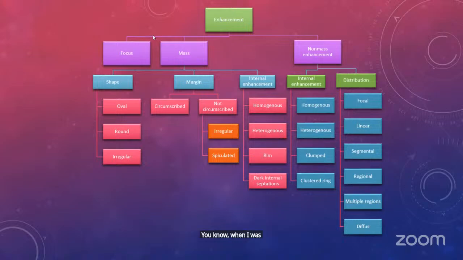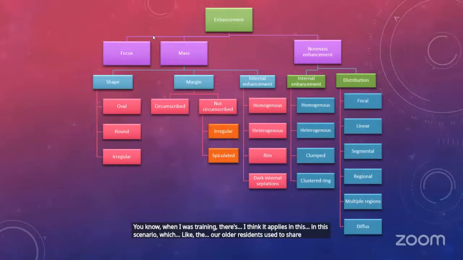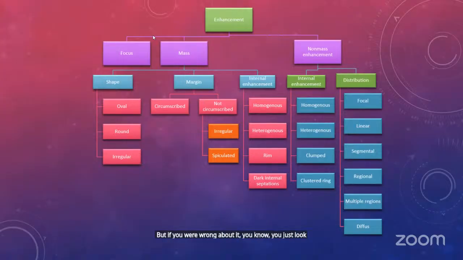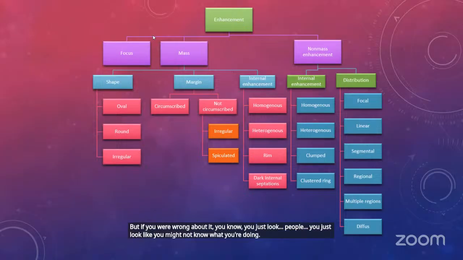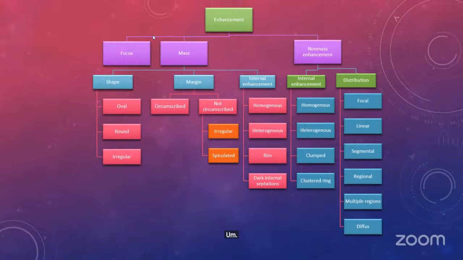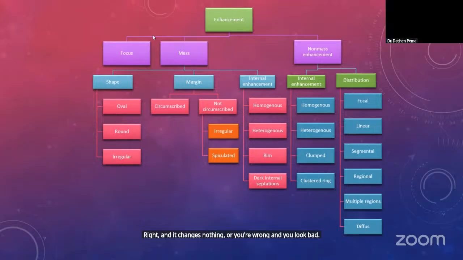When I was training, our older residents used to share something like, you can only be wrong, meaning there are things that you can say where if you're right, it doesn't change anything. Like if you're right about it being DCIS, it doesn't change anything. You were going to biopsy it anyways. You were going to prove that it was DCIS anyways. But if you were wrong about it, you just look like you might not know what you're doing. Especially in the breast, where you're going to biopsy it anyways, there's so much overlap between benign and malignant entities and their appearance. Oftentimes, I just feel like either you're right and it changes nothing, or you're wrong and you look bad.